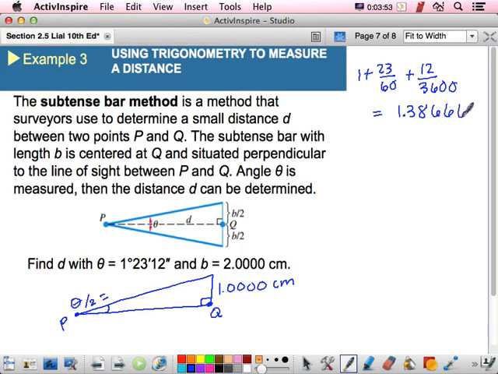Okay. But y'all, that's all of theta. In this triangle, I just want half. So now I have to divide it by 2. Okay. And that's half of theta. Theta over 2 is 0.69333333. Okay, a bunch of 3's. That's going to be theta over 2: 0.693333 degrees.